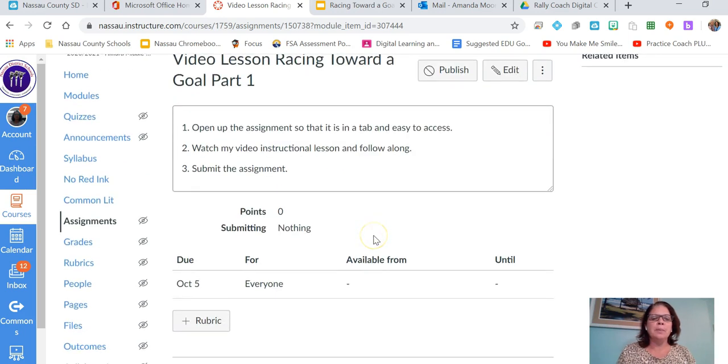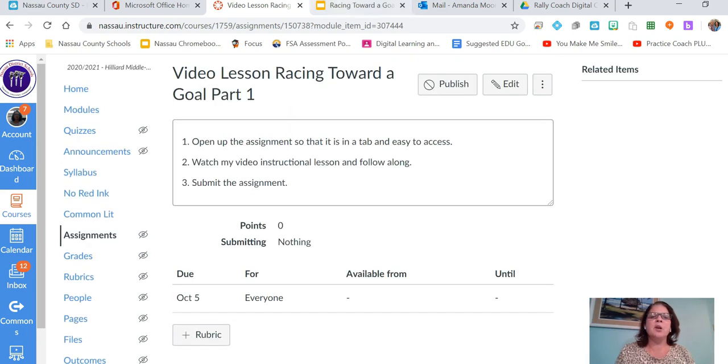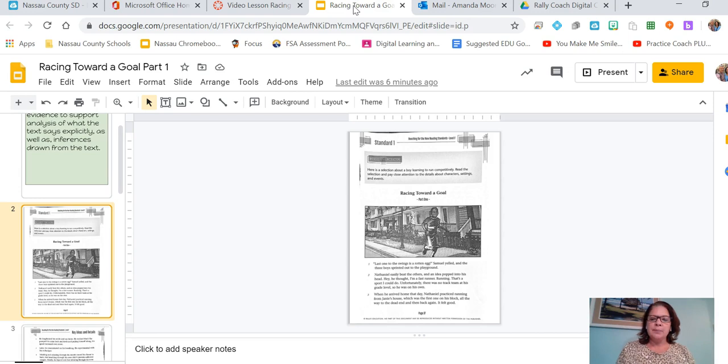Now, once you open it up, you need to go ahead and click on the assignment and have it open in the tab. So we're going to be reading a fiction story, realistic fiction, which means it's make-believe, but it seems like it's real. There are real events, real people, but it's a made-up story with made-up dialogue.